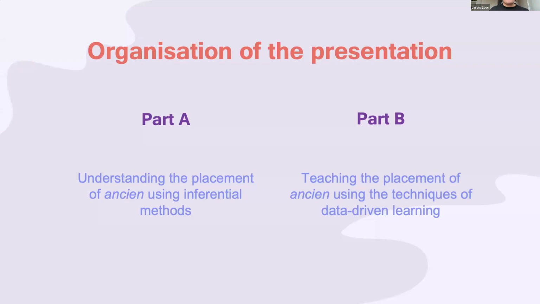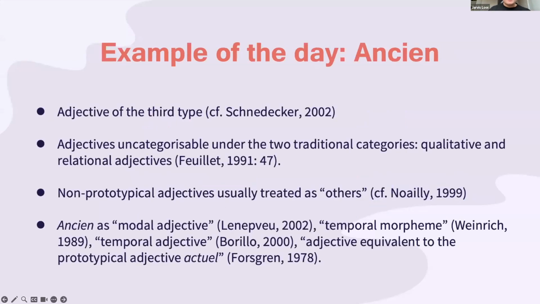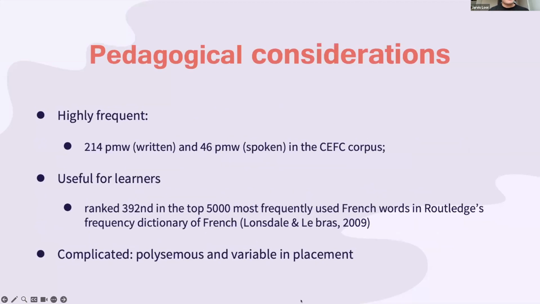Today, we picked up the example provided in the manual, ancien. Ancien is indeed non-prototypical. It is what we call in French grammar or linguistics the adjective of the third type. These are adjectives that cannot be categorized under the two traditional French categories, qualitative and relational adjectives. In traditional grammars, these adjectives are usually treated as others, and in linguistic analysis, ancien has been analyzed so differently. And pedagogically speaking, ancien is highly frequent.